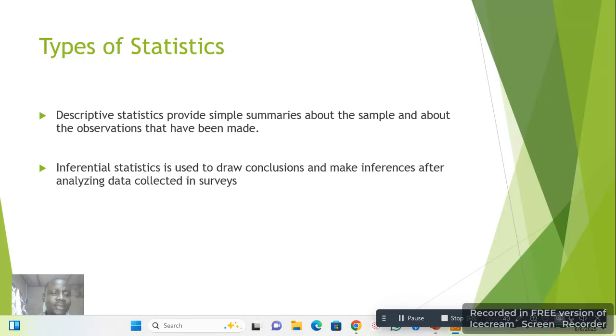While inferential statistics, on the other hand, is used to draw conclusions and make inferences after analyzing data collected in survey or even in experimental study, as it were.